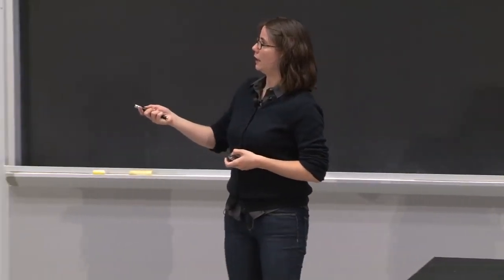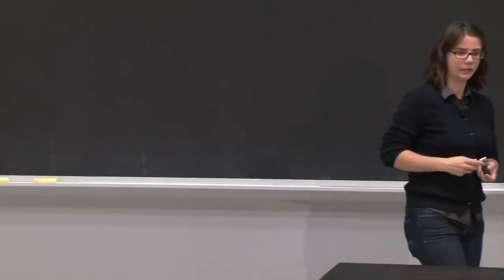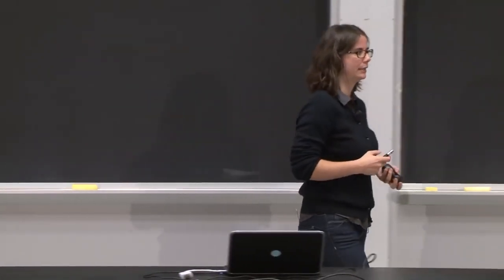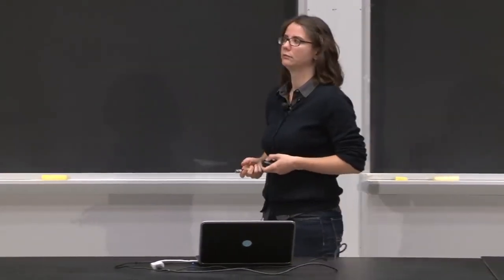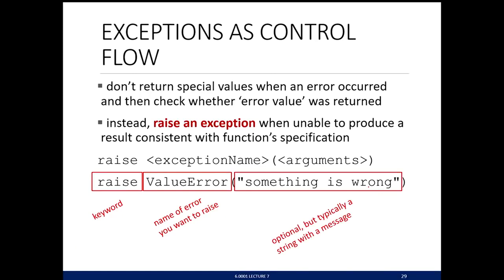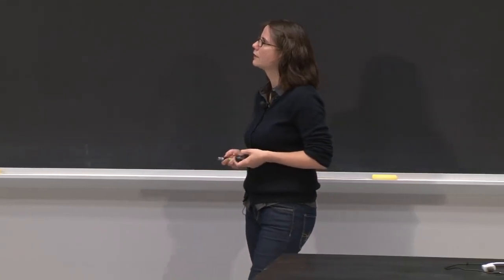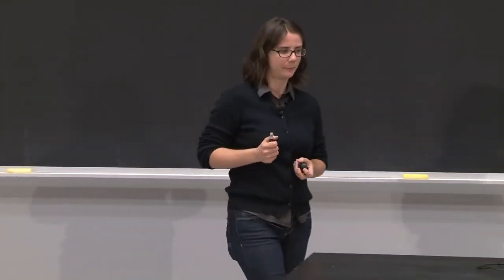Okay? A lot of the time, we're going to raise a value error. Okay? So if the number is less than 0, then raise a value error, something is wrong. Okay? The keyword, the name of the error, and then some sort of descriptive string. Okay, so let's see an example of how we raise an exception.